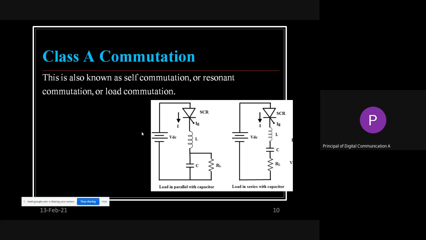So this is the diagram or the setup for class A commutation. What does this class A commutation contain? Just check out the first diagram, and if it is possible, if you are having the pen and paper with you, draw this diagram.